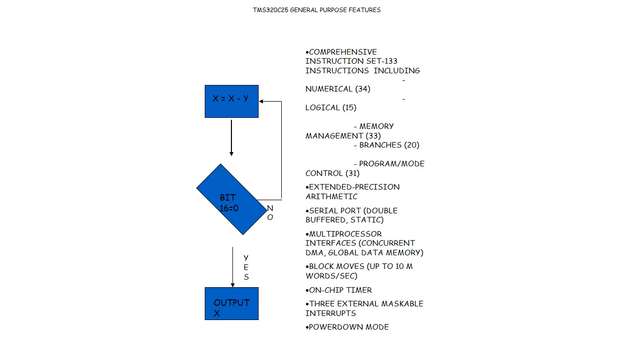It has a comprehensive instruction set of 133 instructions, including numerical 34 and logical 15, memory management 33, branches 20, and program or mode control 31. It supports extended precision arithmetic, and a double buffered serial port. It has multiprocessor interfaces, concurrent DMA, global data memory, block moves of up to 10 words per second, an on-chip timer and 3 external maskable interrupts. Power down mode is also applied.